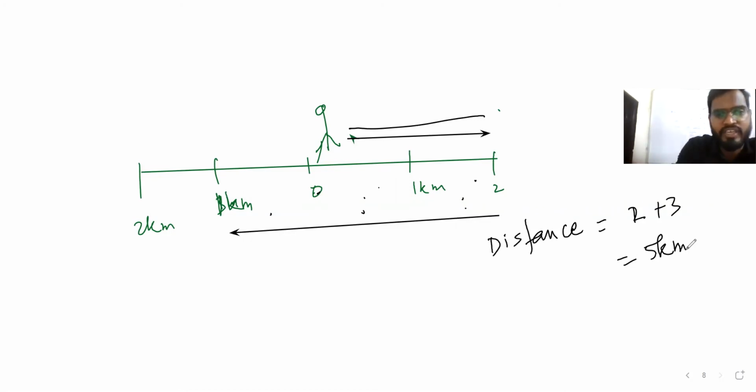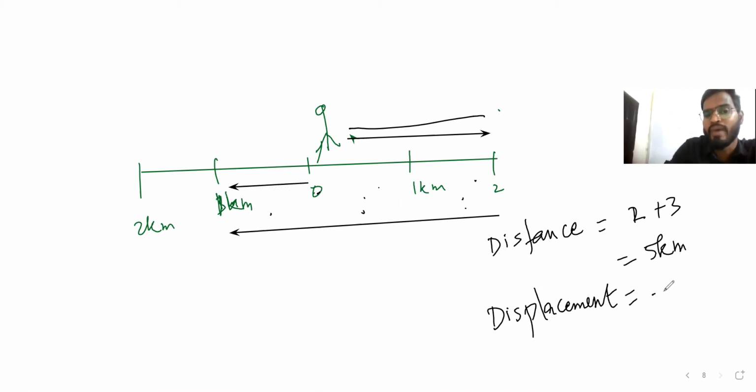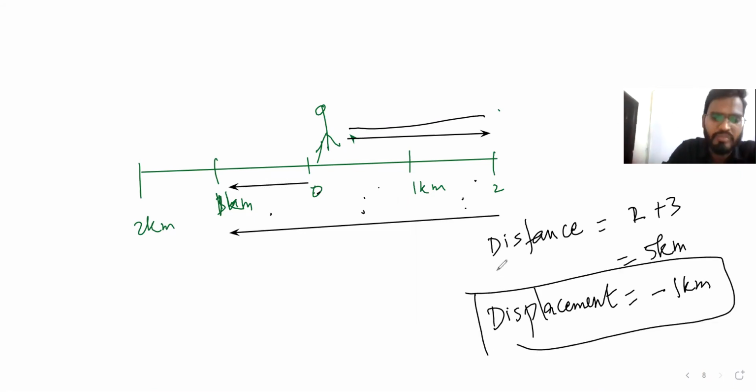Displacement is the shortest distance between the initial position and final position. So we can say directly, how much is the displacement in the negative direction? Let's write the magnitude: displacement is going to be minus 1 kilometer. It is a vector quantity, so I wrote minus 1 kilometer because of the left direction. This side is positive, this side is negative.